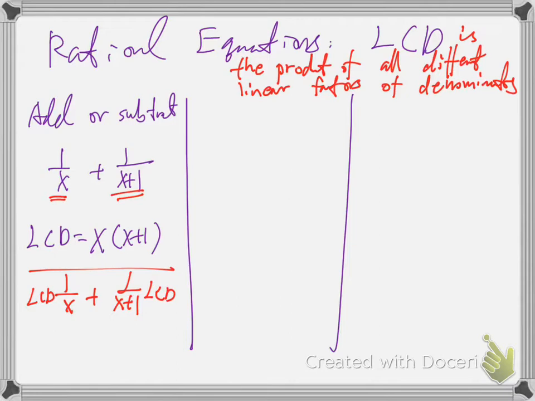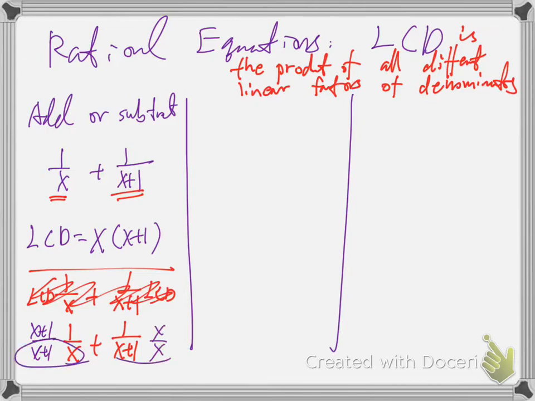Let's go back a little bit. 1 over x plus 1 over x plus 1. We will change this to the LCD x times x plus 1. So here is x plus 1 over x plus 1, and here is x over x. Then we have this LCD on the bottom for both fractions, and then you can add or subtract on top. So this is the first place: when you add or subtract, we need the LCD.